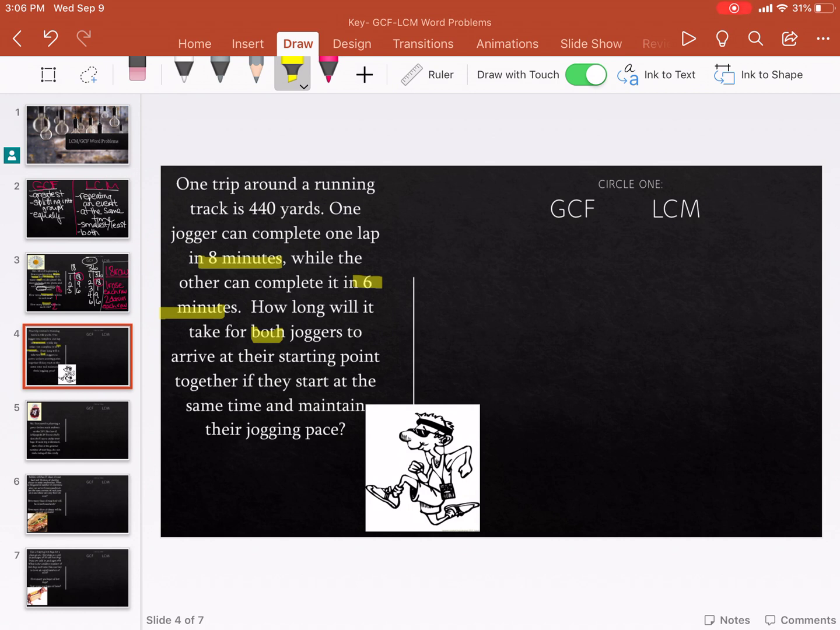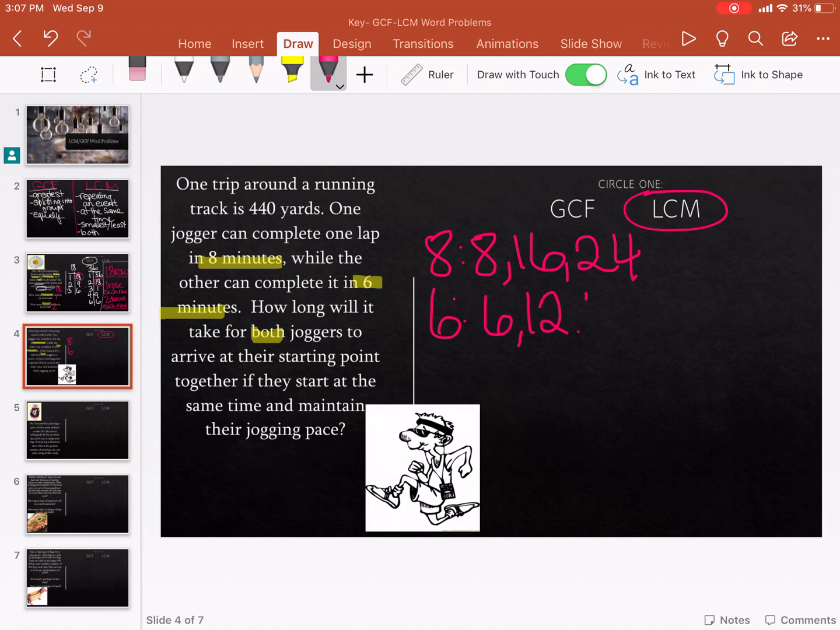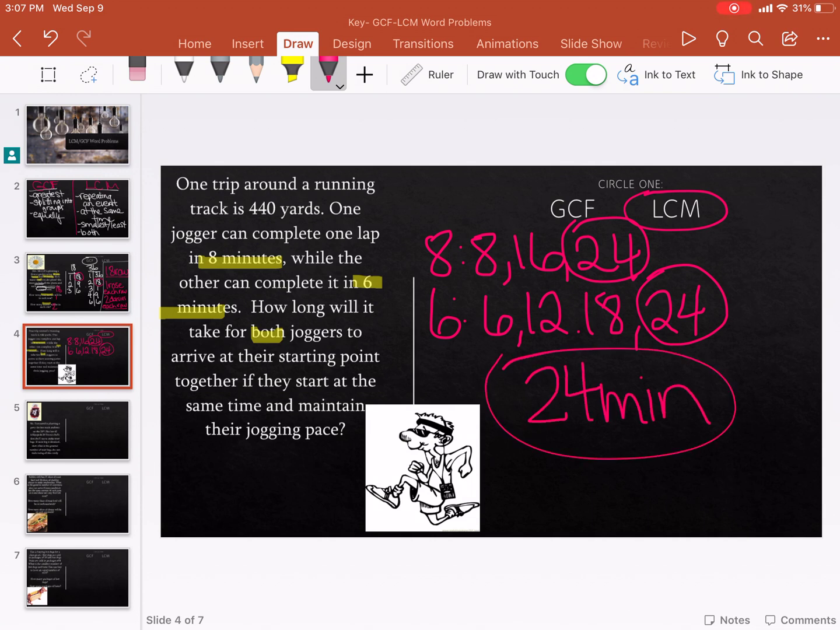She's going at 6 minutes because she's way faster. And then I'm going at 8. At what point would we both come back to the start again? Okay, so this one, both, remember we said was LCM. So we're going to list out our multiples. So we've got 8, 16, 24, 6, 12, 18, 24, there we go, 24. So when will it both happen again? Is in 24 minutes. So we both leave at 0, and we'll keep going at our pace, and we'll end up back at 24 minutes.